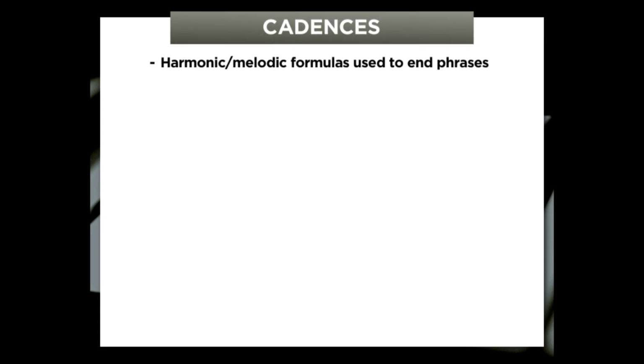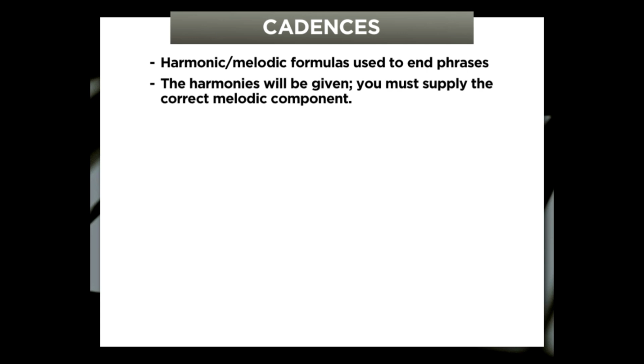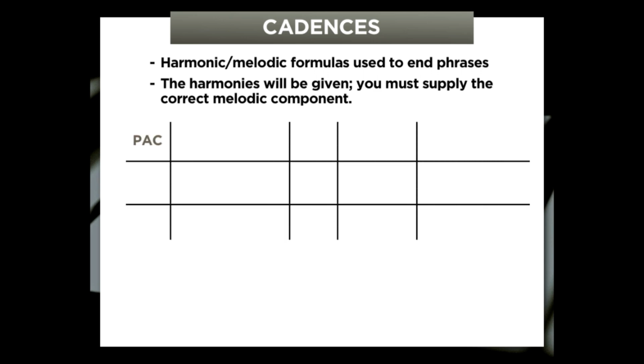Now finally, we have to touch on the topic of cadences. Cadences are harmonic and melodic formulas that were used in the classical style to end phrases. In harmonic species counterpoint, I give you the harmonies and tell you what type of cadence I'd like. Your job is to supply the correct melodic component. So let's look at these, provide an overview here.